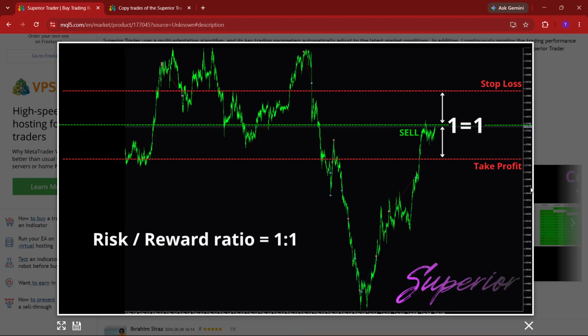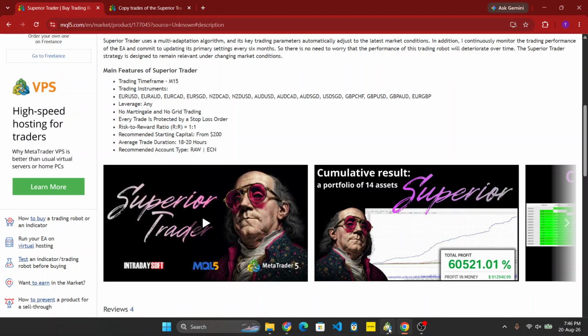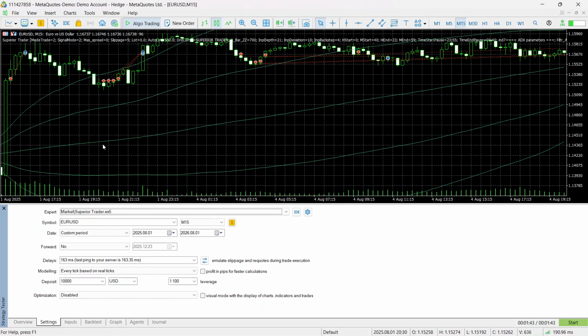Now I've already gone through the signals. So let's look at what happened when I ran it myself. I tested Superior Trader on EURUSD M15 from August 2025 to August 2026 using everything based on real tick modeling, a $10K deposit, 1:100 leverage, and so on.